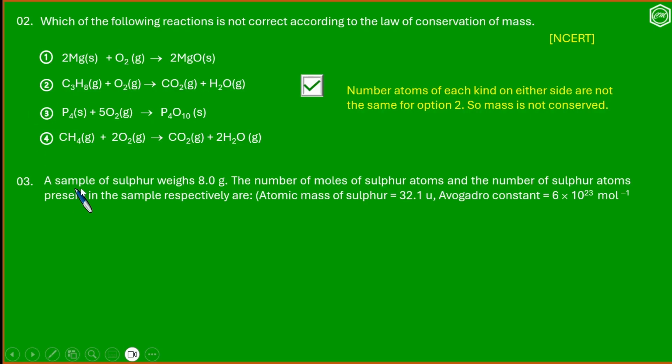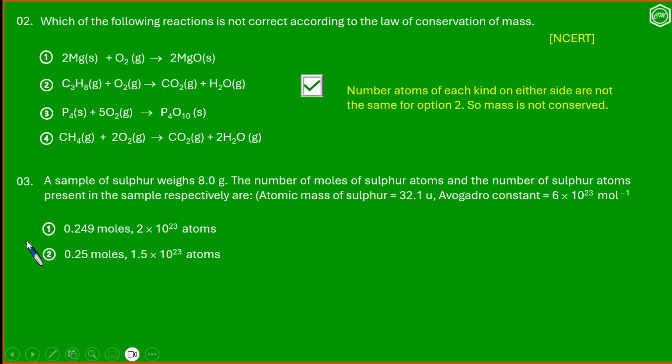Question 3. A sample of sulfur weighs 8 gram. The number of moles of sulfur atoms and the number of sulfur atoms present in the sample, respectively, are: Atomic mass of sulfur 32.1 u, Avogadro constant 6 × 10^23 per mole.